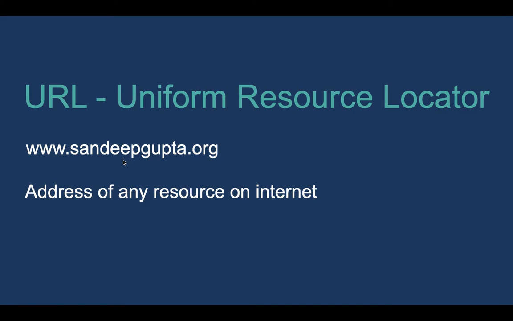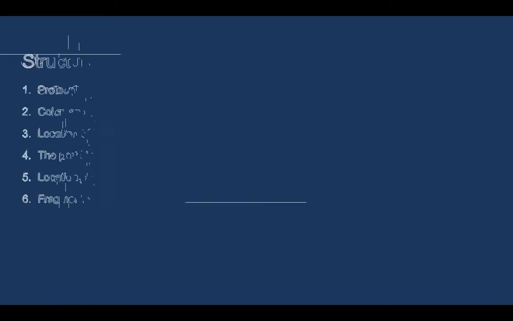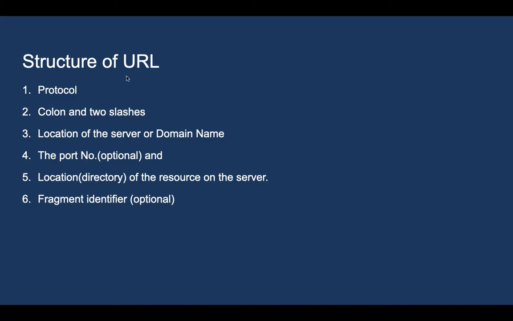Alright. Now let's understand the structure of the URL. So the URL basically contains 6 parts. Okay. Now, in order to understand these 6 parts, let's take an example, something like this. Okay. The first part of the URL is called a protocol. So over here, this HTTP is the protocol. Now, apart from HTTP, there are several other protocols like FTP, Mailto, and so on. By the way, the full form of HTTP is Hypertext Transfer Protocol.